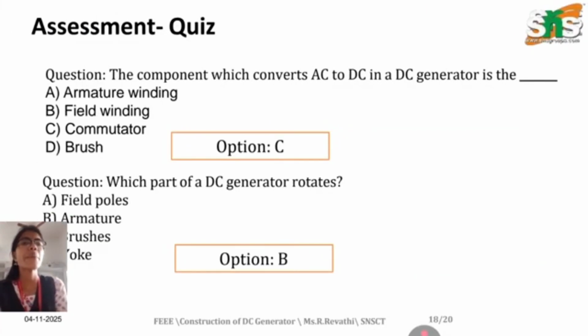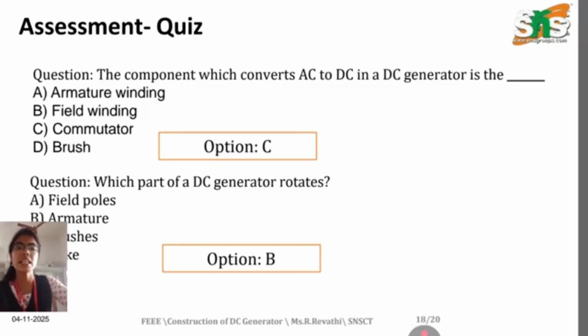Quiz: the component which converts AC to DC in a DC generator is the commutator. Which part of a DC generator rotates? Obviously, we know that the armature is the part which rotates in the DC generator.